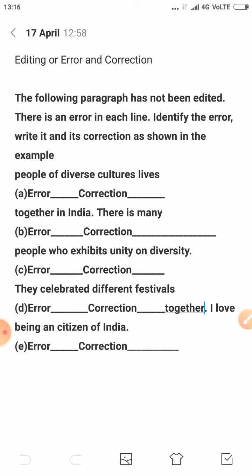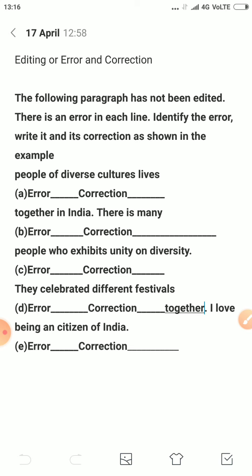So I will read the first line so you can note it down. People of diverse cultures lives. The first line, and there is an error and a correction. I will go to that.